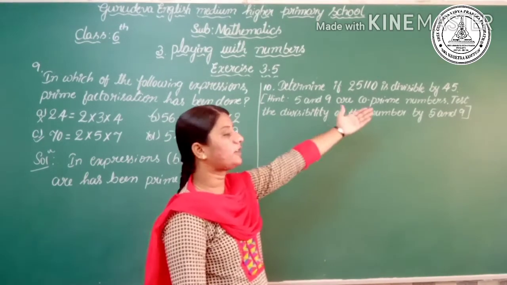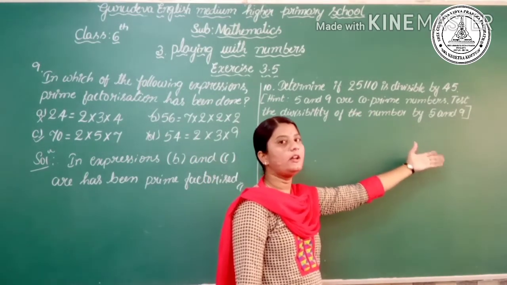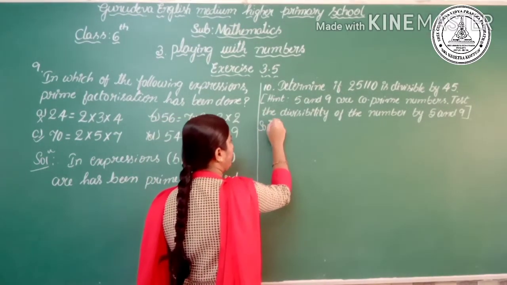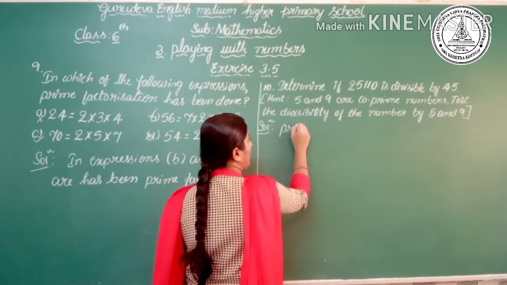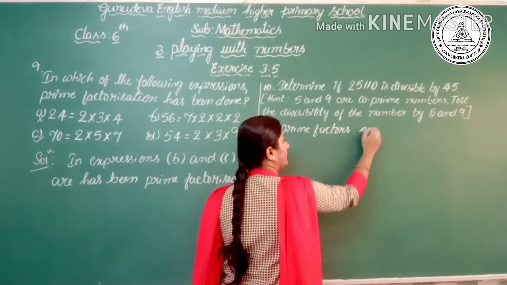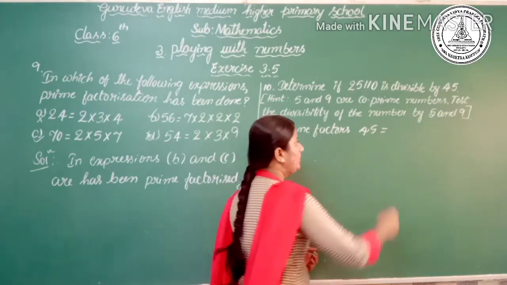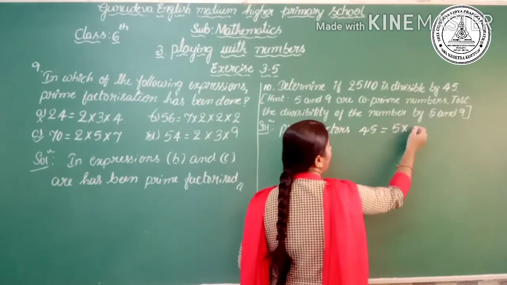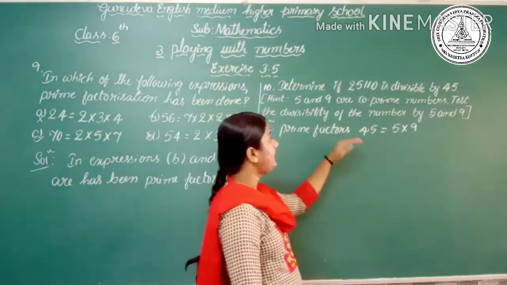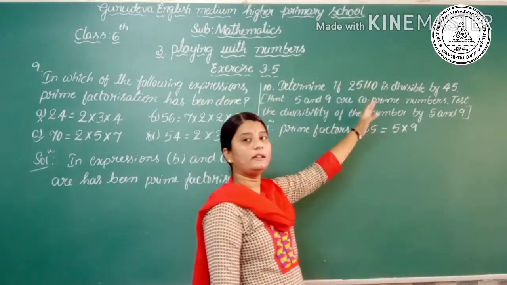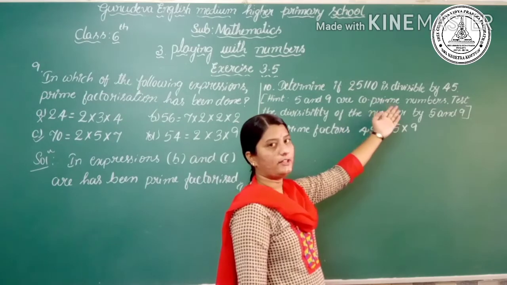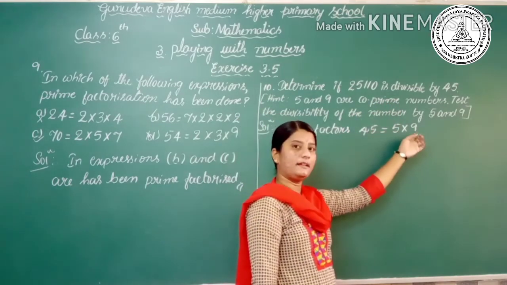First write the 45. Prime factors of 45 are 5 and 9. First write the prime factors. Solution: prime factors of 45 is equal to 5 into 9. That is, co-prime numbers. 5 and 9 are the co-prime factors of 45. Let's check whether 25,110 is divisible by 5 or not. Then whether 25,110 is divisible by 9 or not.